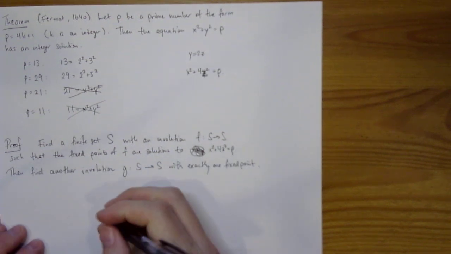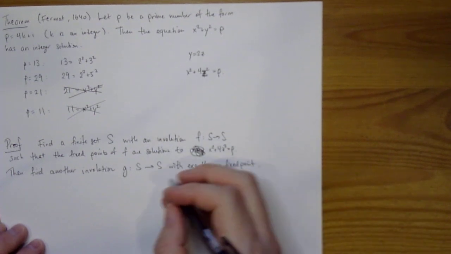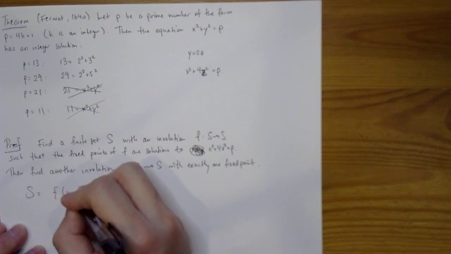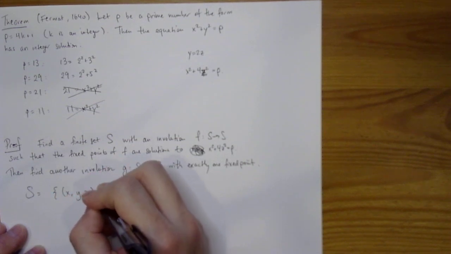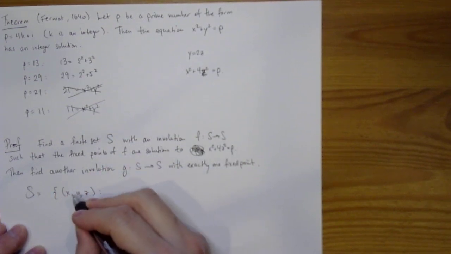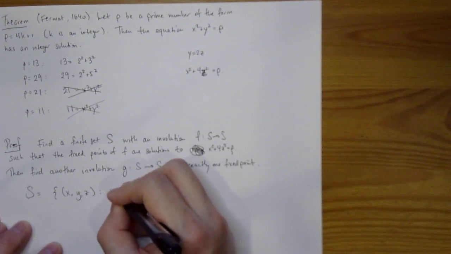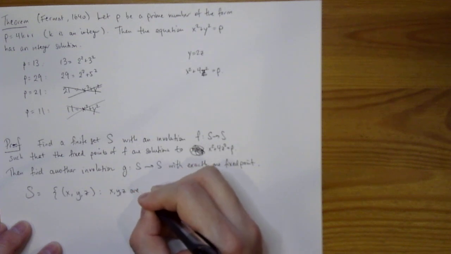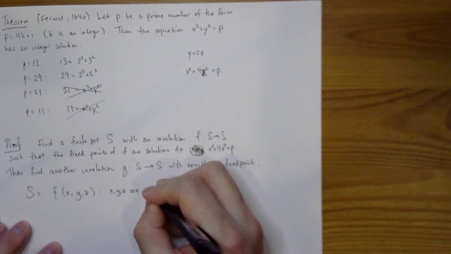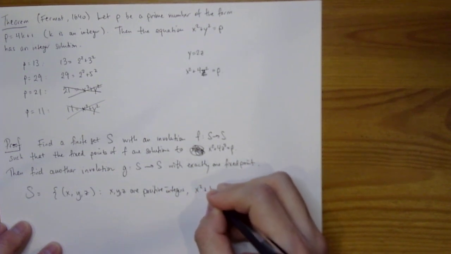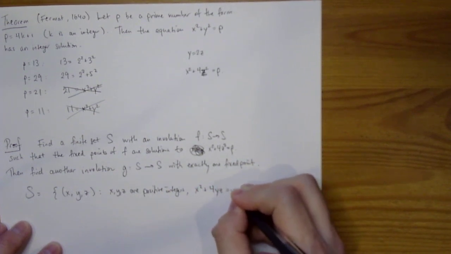All right, so let's write down what this actually is. So first of all, S is going to be the set of triples of positive integers. So this is like an ordered pair, except it's an ordered triple. So let's see, I want x, y, and z to be positive integers, and I want x squared plus 4yz to equal p.